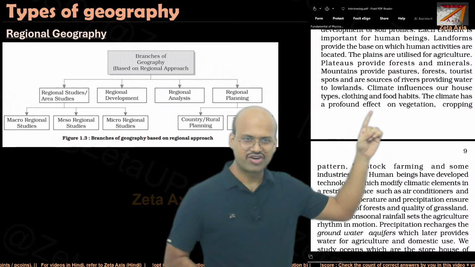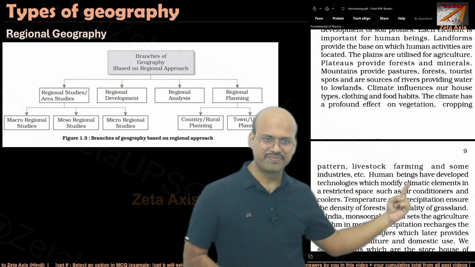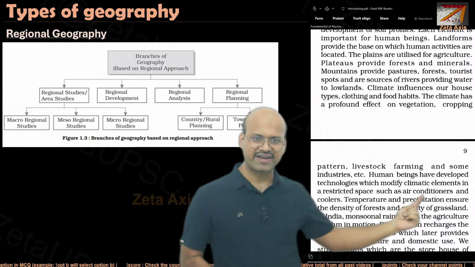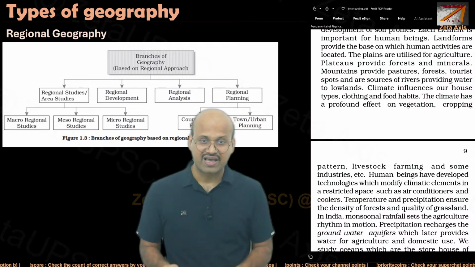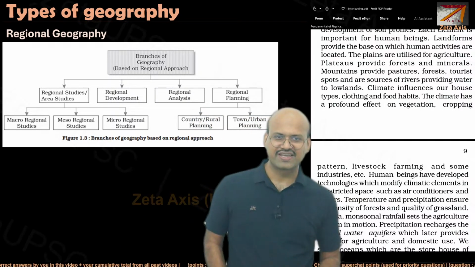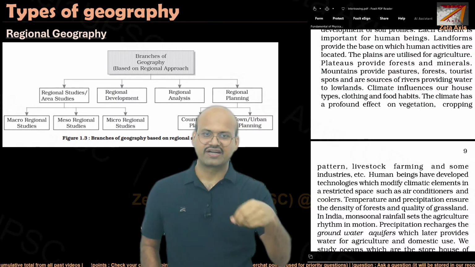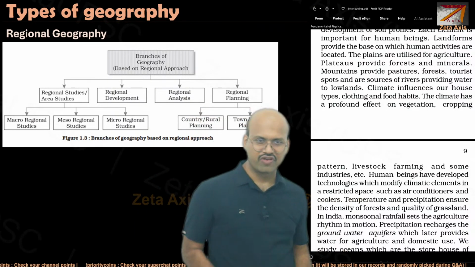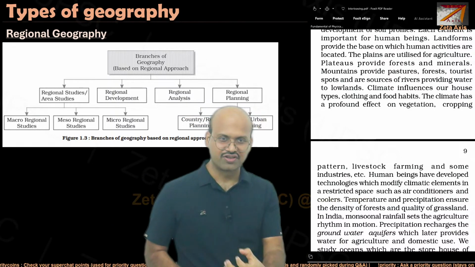The climate has a profound effect on vegetation, cropping pattern, livestock farming, and some industries. Human beings have developed technologies which modify climatic elements in a restricted space, such as air conditioners and coolers. So it says that we have come up with technologies which can modify the climate in a small space. Like in a mall you go and there is this air cooler. In fact, there is this artificial rainfall, where you can spread some kind of elements on the clouds and then they will give rainfall. So we can modify climates. Even there is this greenhouse, which is an example of modified climate in which the plants are grown.